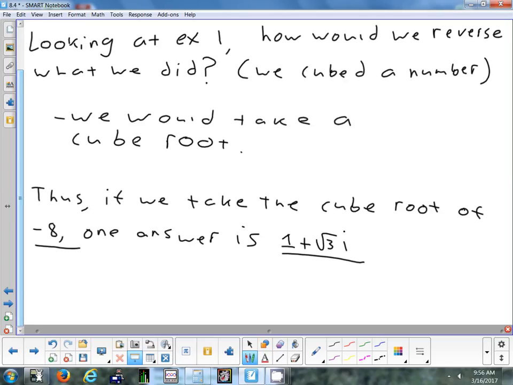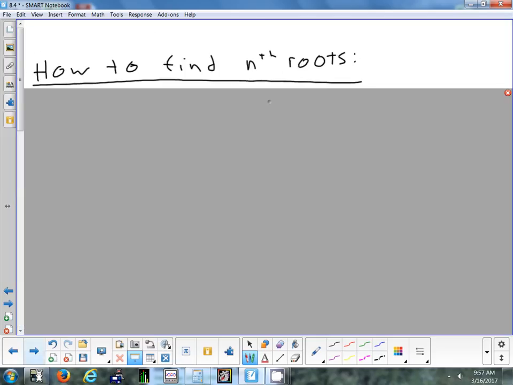Any questions on that idea? Not how to do it, but just the general idea. So now we need to look at how we do it. As I said, when I explain it without any numbers, just in general, it's not the easiest thing to follow, but once we do an example, that I think will make it a little better.